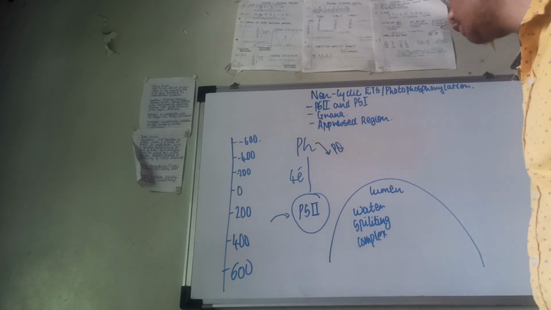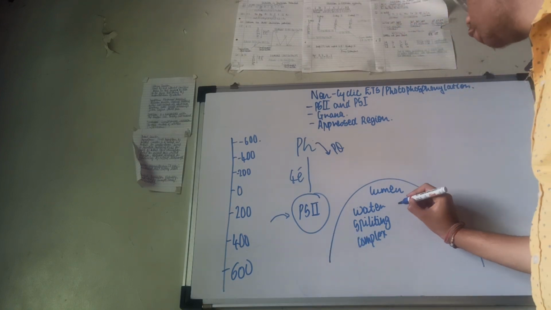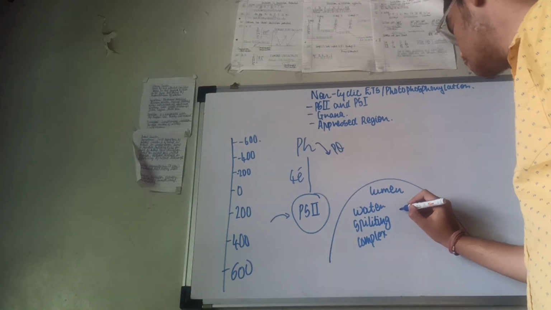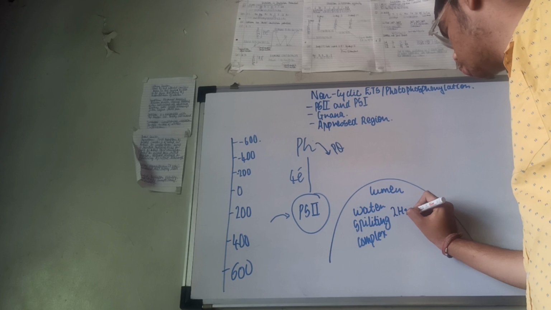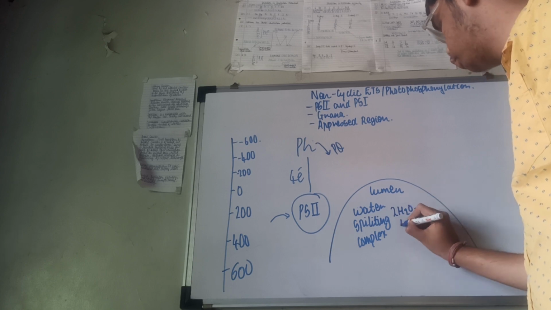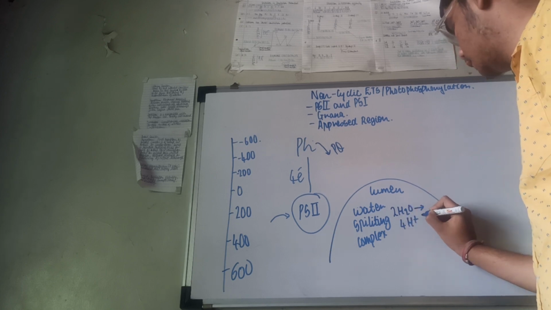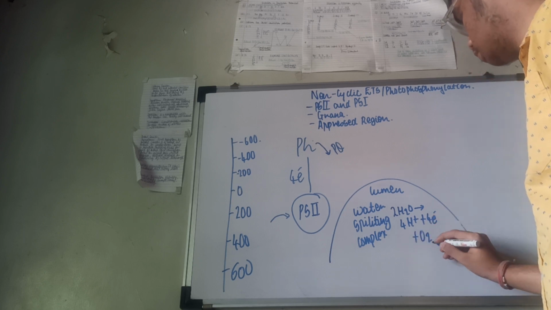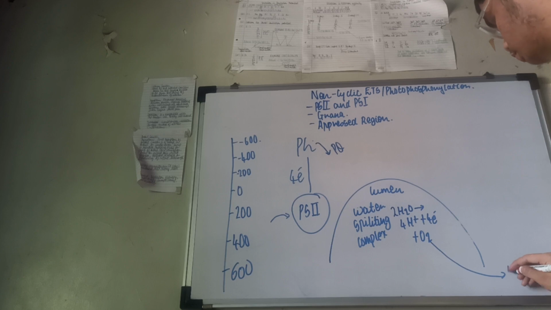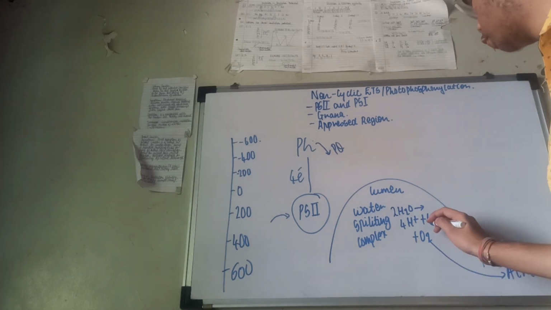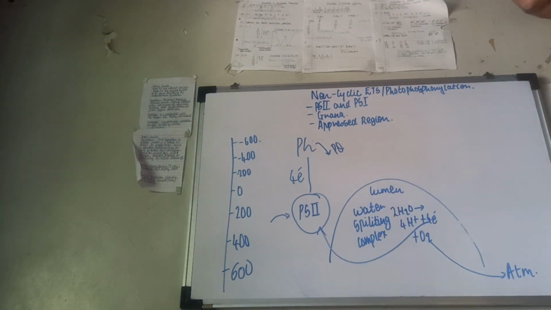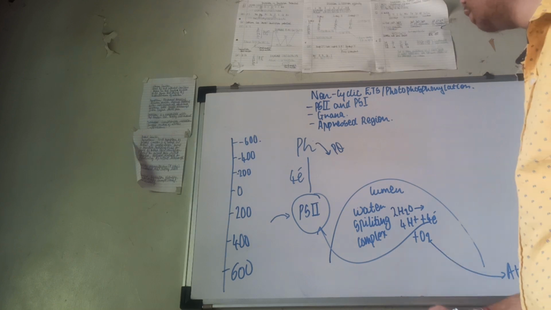But what about this? This becomes deficient in 4 electrons. So here the water splitting complex by photolysis splits water. 2H2O splits into 4H plus 4 electrons plus O2. O2 goes out into the atmosphere, and 4 electrons are supplied to the PS2.